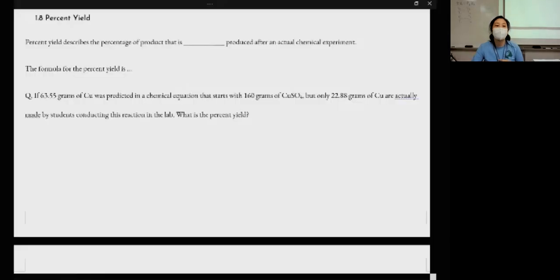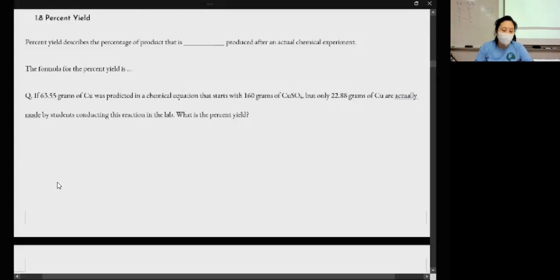Okay. All right, now we're gonna continue the rest of unit 1. Probably I will have to pause during lunchtime, but yeah. Okay, we're gonna start from the percent yield and then we're gonna end with the Avogadro's number.